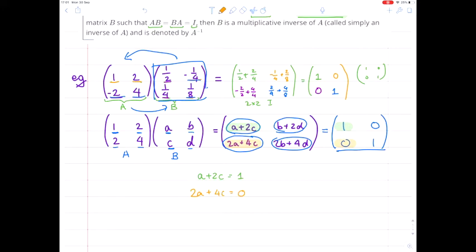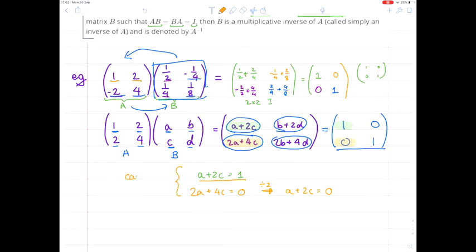But if you have a look at this second equation, if I divide through by 2, then I'm getting that a plus 2c is equal to 0. But I need to have that a plus 2c is equal to 1. And so we can't simultaneously satisfy both these equations. So this tells us that there's no solution, and therefore that our matrix 1, 2, 2, 4 has no inverse.